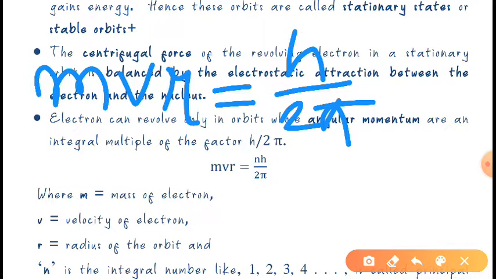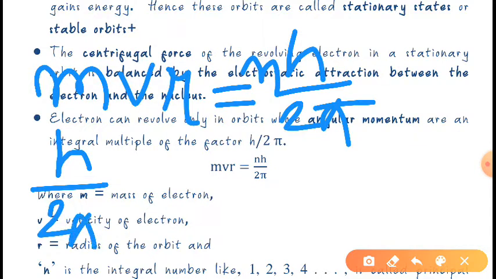Okay, you can say it like this: the electron can revolve only in an orbit whose angular momentum is an integral multiple of h by 2 pi. So for the first orbit we can easily calculate, right? mvr is equal to nh by 2 pi. Okay, n is what? The number of the orbit. For the first orbit, n is equal to 1, so the angular momentum will be h by 2 pi. For the second orbit, n is equal to 2, and this 2 and 2 will be cancelled out.